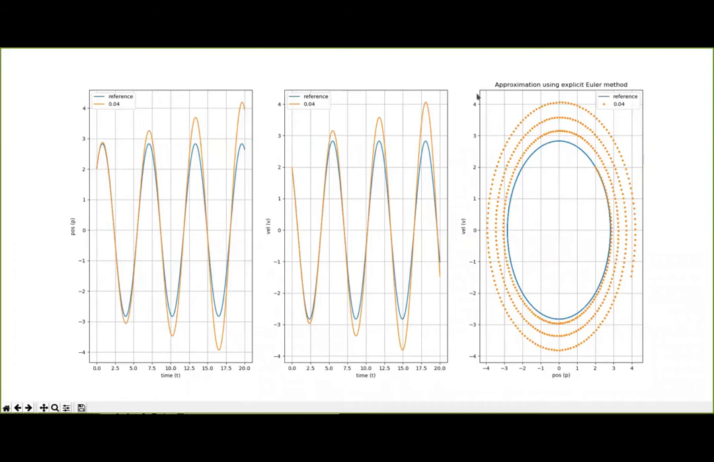As we now take a look at the right panel and just plot the different pairs of position velocity states which are assumed by the numerical method, we see that the energy increases and that these points go into larger and larger orbit around the origin, so to speak. So that simple experiment corroborates our theoretical observation that the explicit Euler method suffers from an artificial increase in energy that is not a part of the original problem.